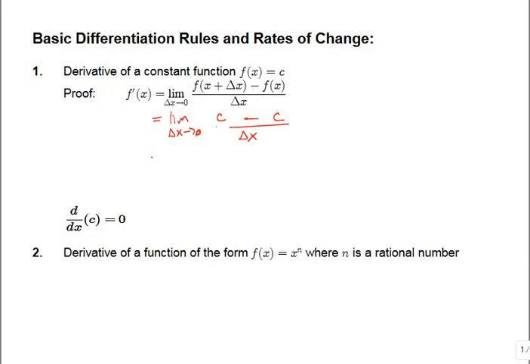So we get in the numerator c minus c, which goes to 0, and 0 divided by something that's small is still going to be 0, regardless of our delta x. So the limit of a constant is that constant right back again. So we just get 0 for this derivative. So here's our first shortcut rule. And this is a slightly different notation. The derivative of any constant c with respect to x is equal to 0. Okay, so the derivative of a constant is always 0.